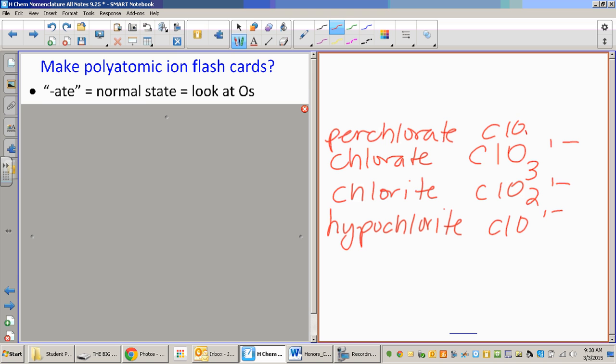What's perchlorate? Okay, ClO4, 1 minus. So if you go between an ate and an ite version of the same polyatomic, from here to here, what happens? You lose an O, right? You just lose 1 oxygen. So if you remember the ates of every polyatomic ion, you don't have to memorize the ites. They just fall into place because you know you drop an O. So you're memorizing half of those and then understanding the pattern for the other ones. That's basically it.